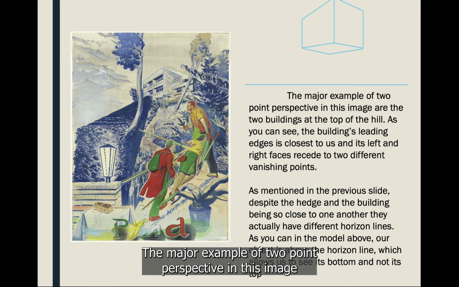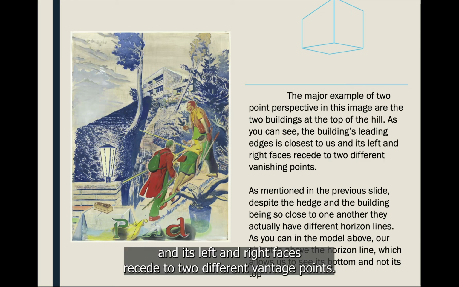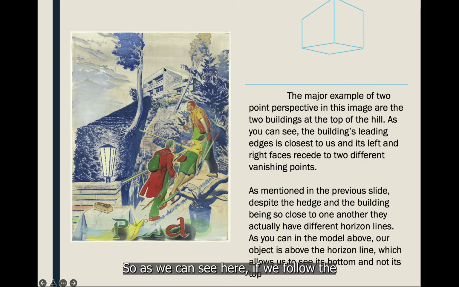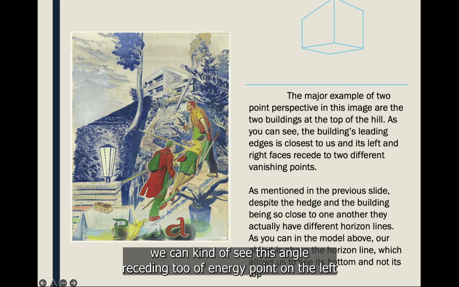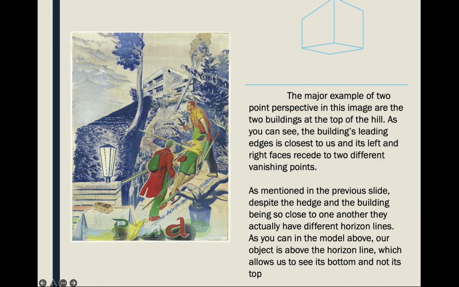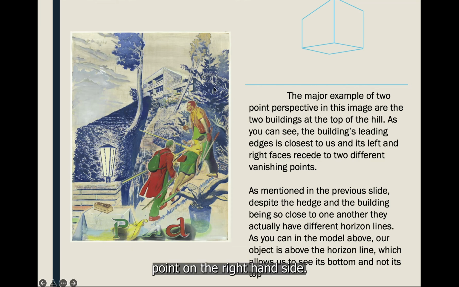The major example of 2-point perspective in this image are the 2 buildings that are at the top of the hill. As you can see, the building's leading edge is closest to us, and its left and right faces recede to 2 different vanishing points. So as we can see here, if we follow the left edge of this building to the left side here, we can see this angle receding to a vanishing point on the left, and then the angle of the right face pulls us to a vanishing point on the right hand side.